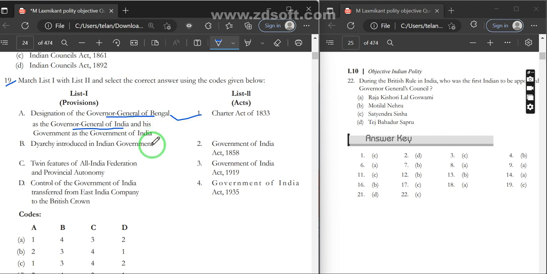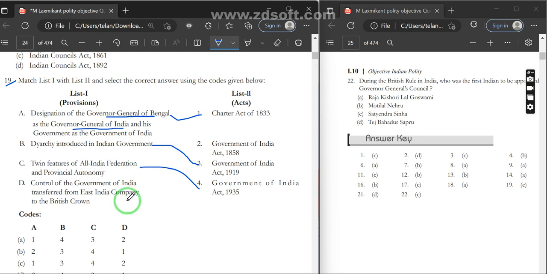So diarchy was for the first time introduced in Indian government in the provinces, that too in the provinces, through the 1919 Act. Twin features of All India Federation and provincial autonomy. We have previously discussed this. All India Federation is related to the 1935 Act. Federation. It brought the concept, but it was never put into force.